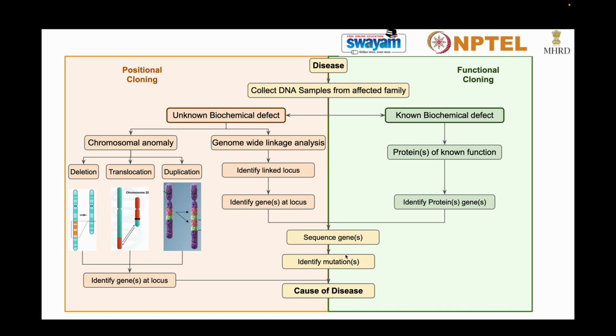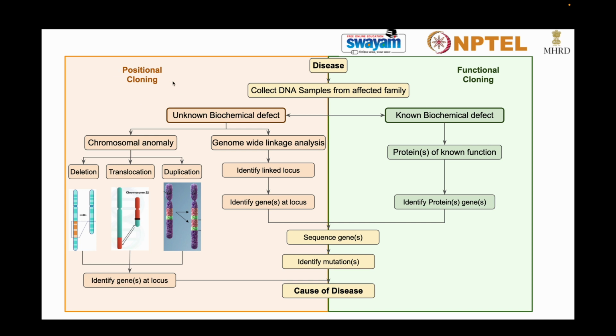For example, for the organism that is healthy, we compare his genomic sequence with the gene sequence of the individual who is affected. In that way, we can identify the mutations. Whenever the mutation is identified, we'll know the cause of the disease, that is, which mutation is leading to that particular disease. So this is very simple and straightforward. That is functional cloning. Now let's see the positional cloning.